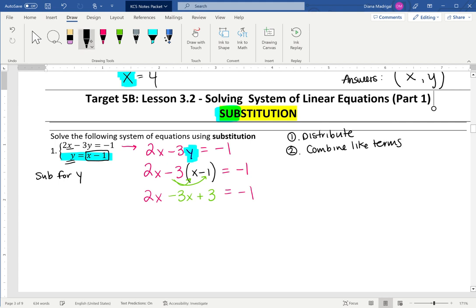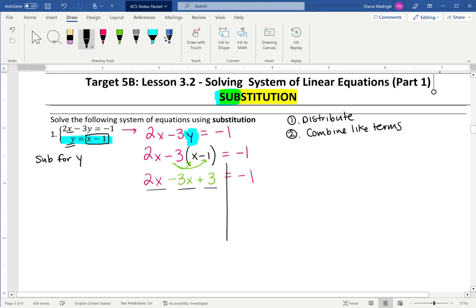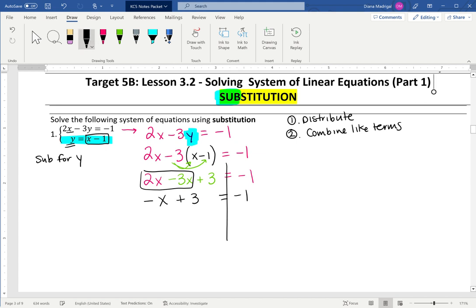Okay? All right, remember it's an equation. We're solving for x. So on the left side, I have 1, 2, 3 numbers, and on the right side, I only have 1. Therefore, I know I need to combine like terms. Which ones can I combine on the left side? Well, I'm going to combine 2x with negative 3x, which gives me negative 1x plus 3 equals negative 1.